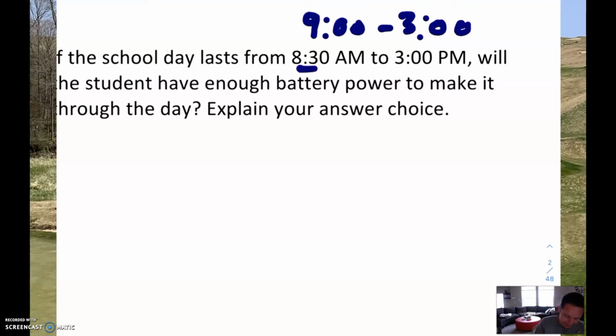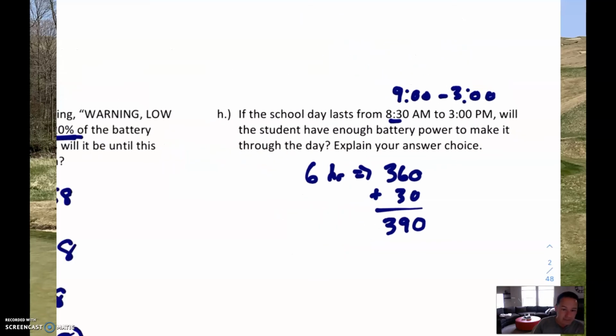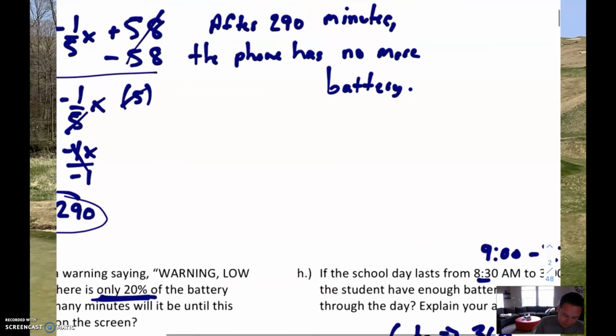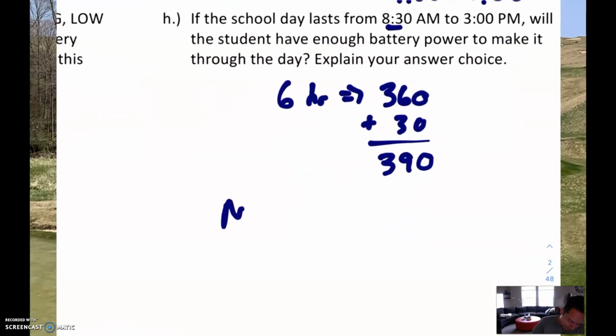So if we have 6 hours, 6 hours times 60 minutes, that's 360 minutes that we need, plus another 30 for that other half hour. That phone needs to last 390 minutes. And if we look up here, we determined that phone only has 290 minutes left. So no, it will not last.